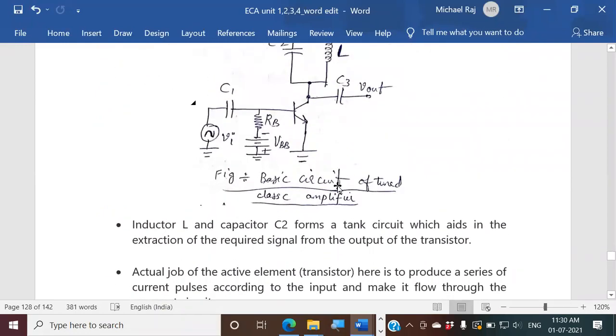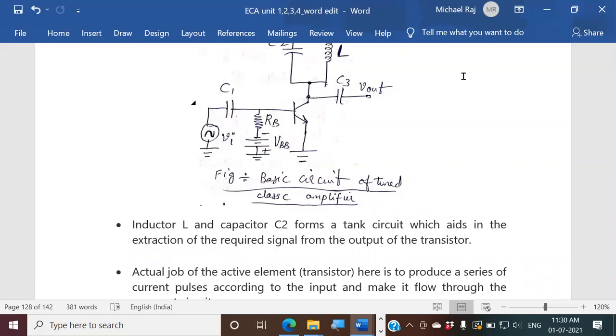I want you to think and answer: in which case will the power dissipation be more, when we are dealing with small signals or large signals? Anybody please answer?